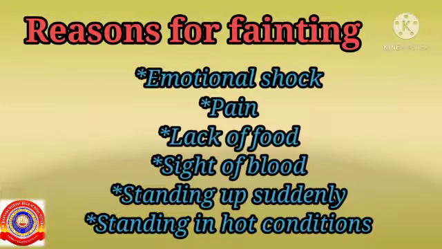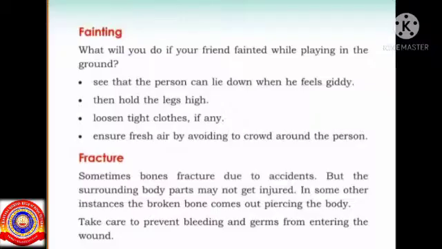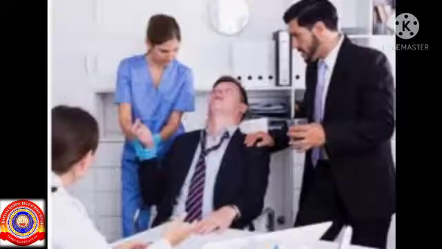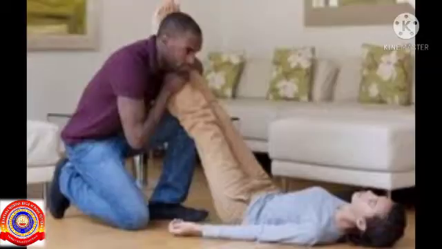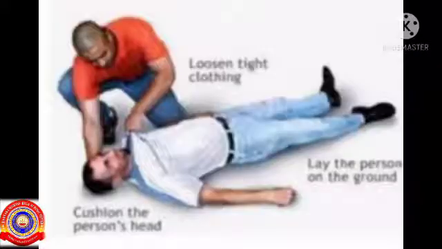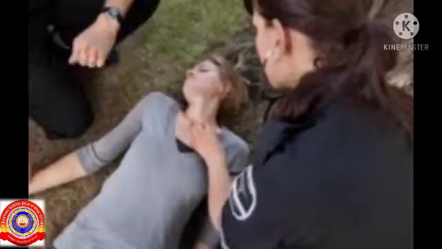Okay, my dears, did you understand about fainting? Dear children, what will you do if your friend faints while playing in the ground? At first, we have to see that the person can lie down when he feels giddy. Giddy means having the tendency to fall. Then we have to hold the legs high. Then loosen the tight clothes. The last step is to ensure fresh air by avoiding crowding around the fainted person.